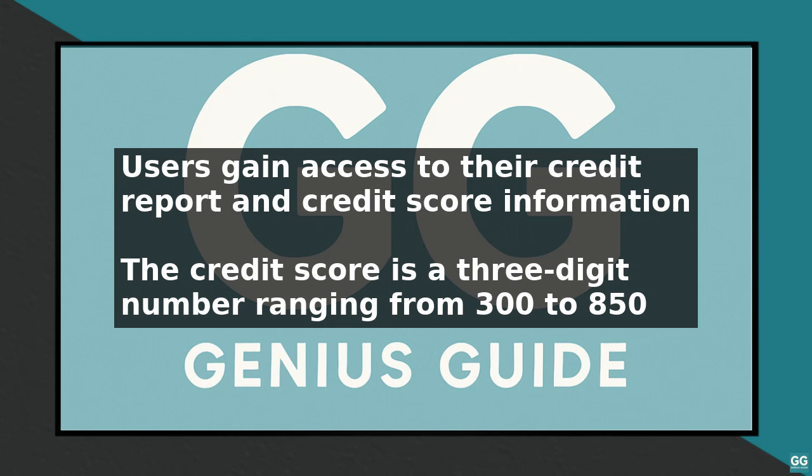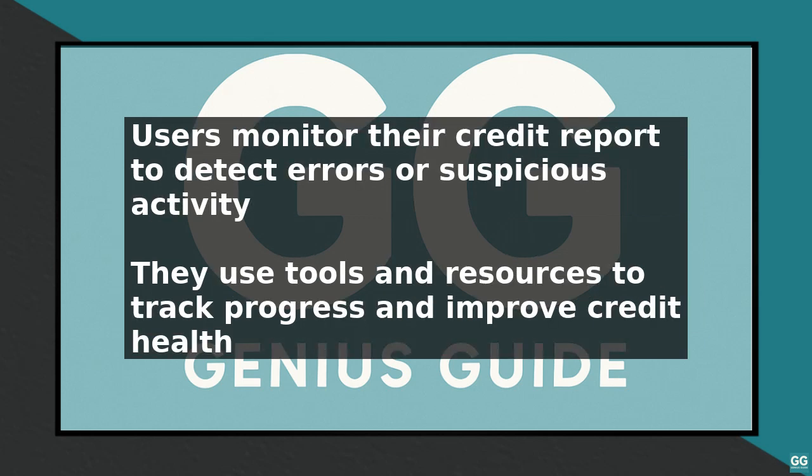Payment history accounts for 35% of the credit score, so it is essential to make timely payments to maintain a good credit score. Credit utilization, which accounts for 30% of the credit score, refers to the amount of credit used compared to the available credit limit. Keeping credit utilization below 30% is recommended to avoid negatively impacting the credit score.